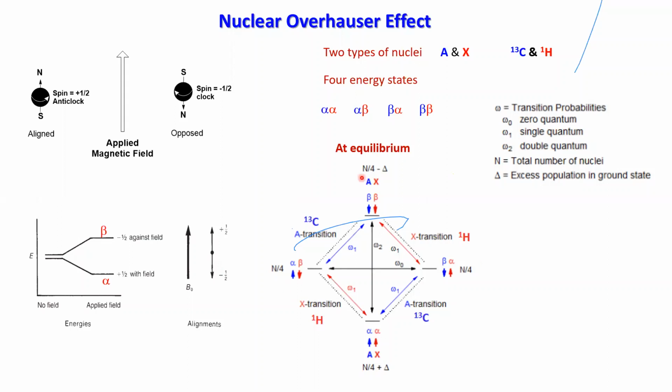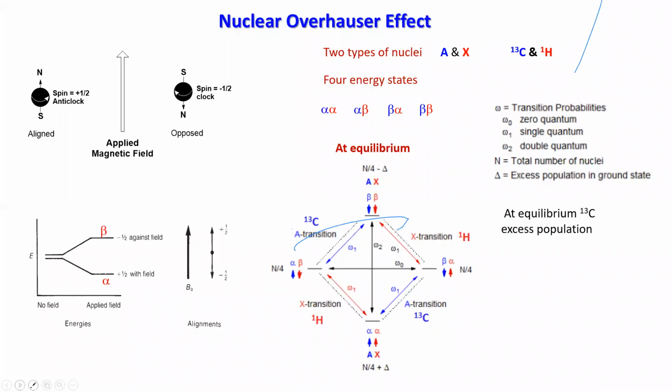Now the distributions we have done. Always remember, alpha represents plus half, beta represents minus half, and the 2 color codes represent 2 different nuclei. Here I have taken X or H1 as red color, and the blue color will be the A nuclei or the 13C.